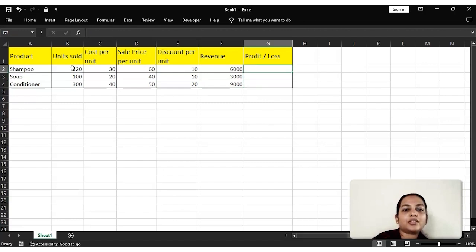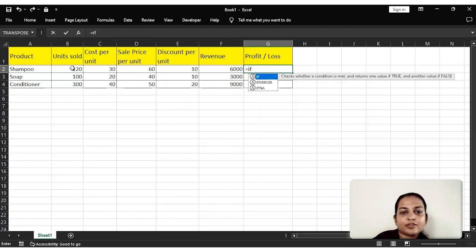Now I want to also see whether the deal was profitable or not. In order to check that, I need to understand that if the sale price minus the discount was greater than the cost price, then it's profitable. If it is not, then it's a loss. So let me try to put it into a logical test and let's see how I write it.